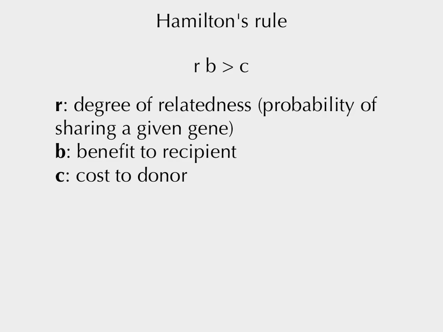B is the benefit to the recipient, not to you. And C is the cost to you. And of course, the cost to you could be negative. If it's an advantageous trait, it has a negative cost. That's a positive net.